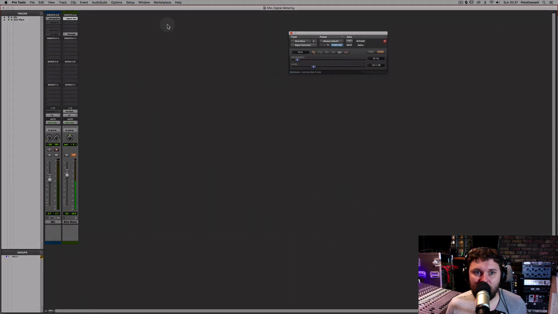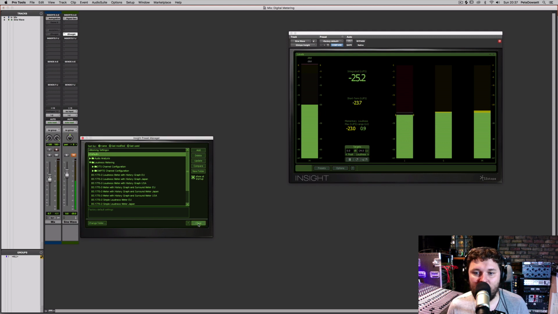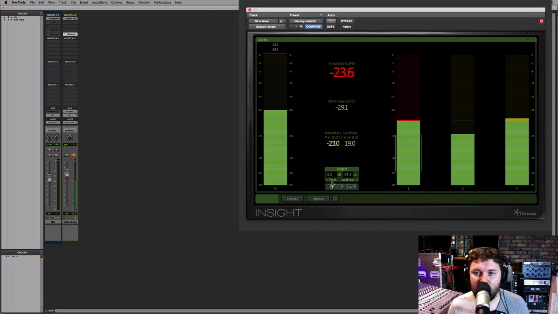But if we take the signal generator and move this up to 1K, and bring up Insight again and refresh this, notice now we're at -23, but the peak and the RMS are both at -20. So we can see that we're reading 2 decibels higher in LUFS at 1K than we were at 80 Hertz. So the two are not identical.